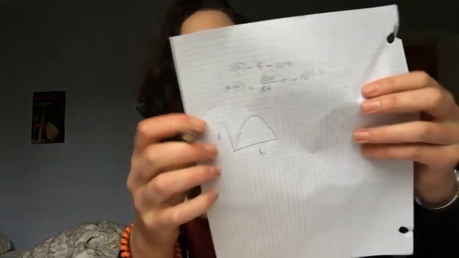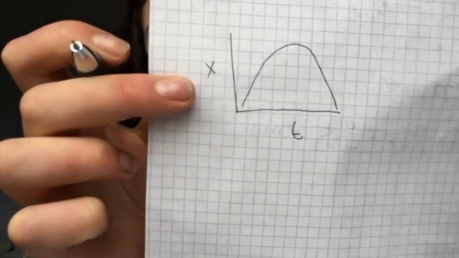Generally, when a projectile is thrown or propelled upwards, its position graph, height in terms of time, will look something like this, because it starts with an initial velocity going upwards, and then it accelerates downwards due to the force of gravity.